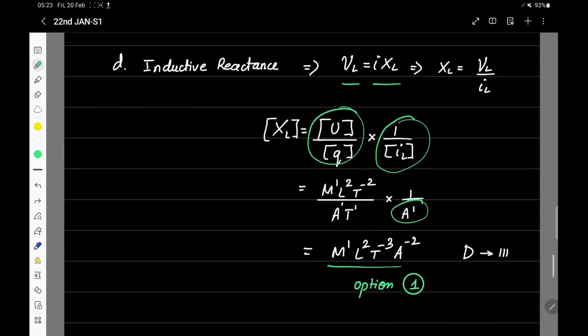So the final calculation will lead you to M^1 L^2 T^-3 A^-2, which matches with entry 3 in list 2. So option 1 will be correct. Okay.